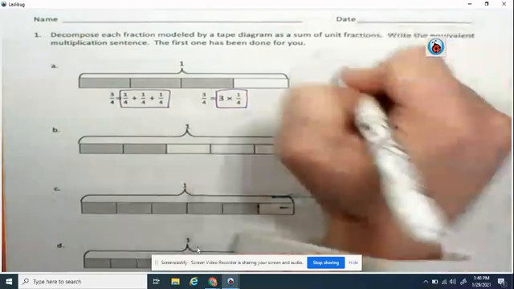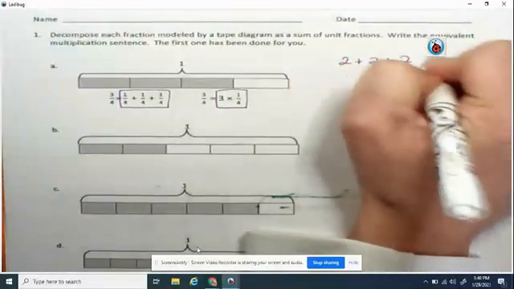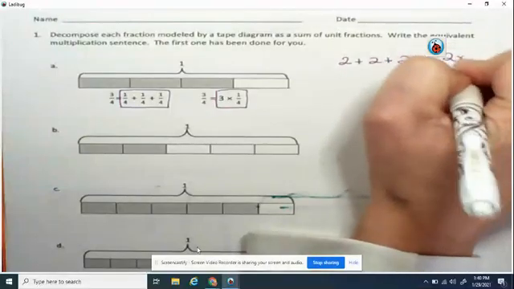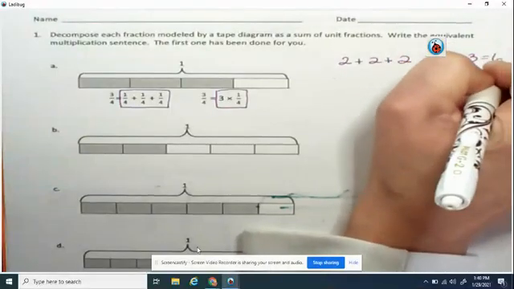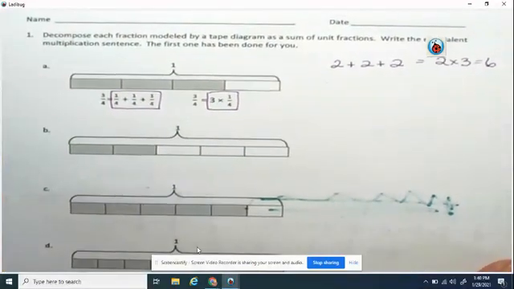Okay, so just like if we do this, 2 plus 2 plus 2, that is the same as 2 times 3, and 2 times 3 is 6. Okay, so it's the same thing. Repeated addition equals multiplication. All right, so here we go.